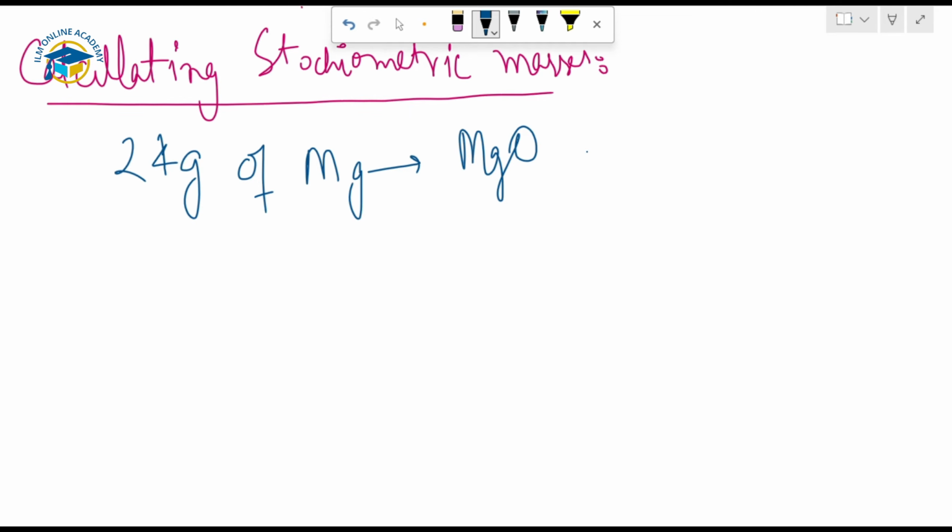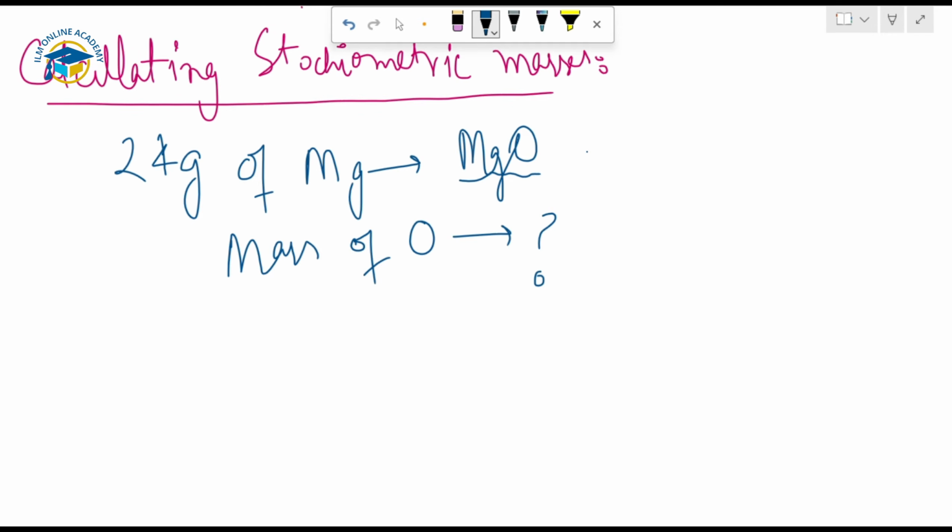So we have to calculate the mass of oxygen. How much mass of oxygen is required? This is how you can calculate the stoichiometric reacting masses. Oxygen is a reactant, magnesium is also a reactant, and it produces magnesium oxide, that is the product. So we have to do the calculations related to the reacting masses that react together to form the product.